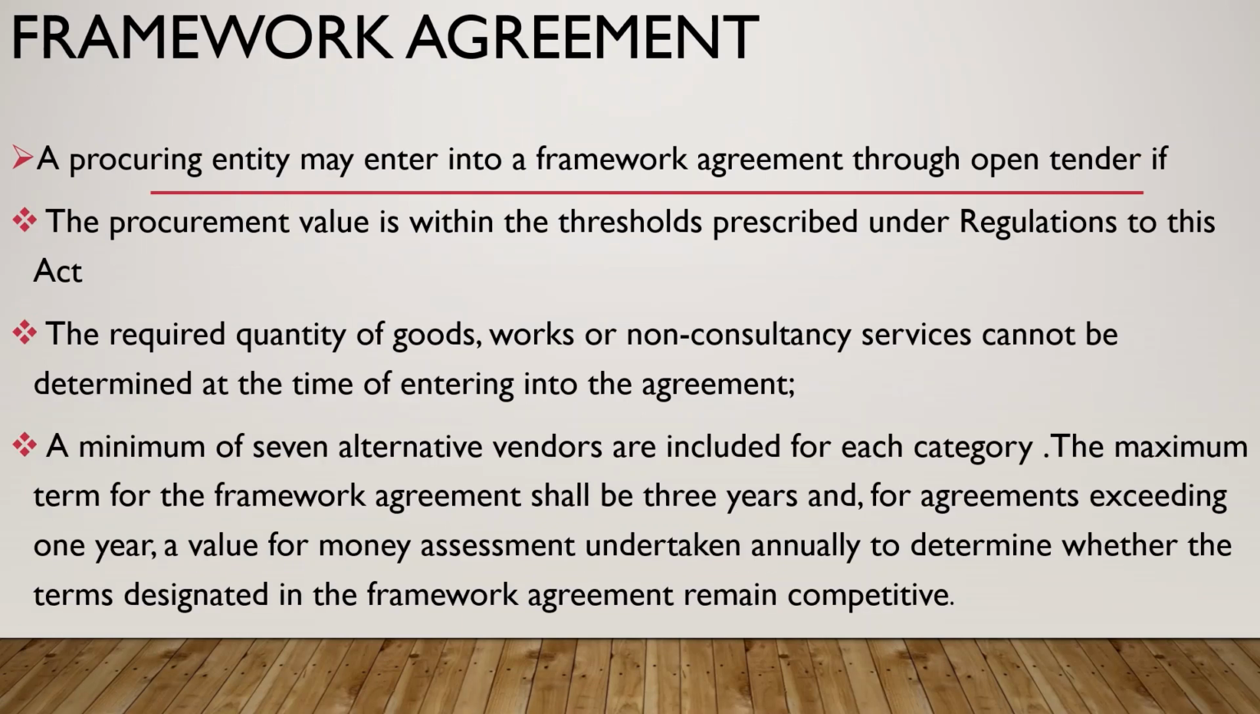The next one is framework agreement. A procuring entity may enter into a framework agreement through open tender if the procurement value is within the thresholds prescribed under regulations to this Act. The required quantity of goods, works, or non-consultancy services cannot be determined at the time of entering into the agreement. A minimum of seven alternative vendors are included for each category. The maximum term for the framework agreement shall be three years, and for agreements exceeding one year, a value for money assessment is undertaken annually to determine whether the terms in the framework agreement remain competitive.